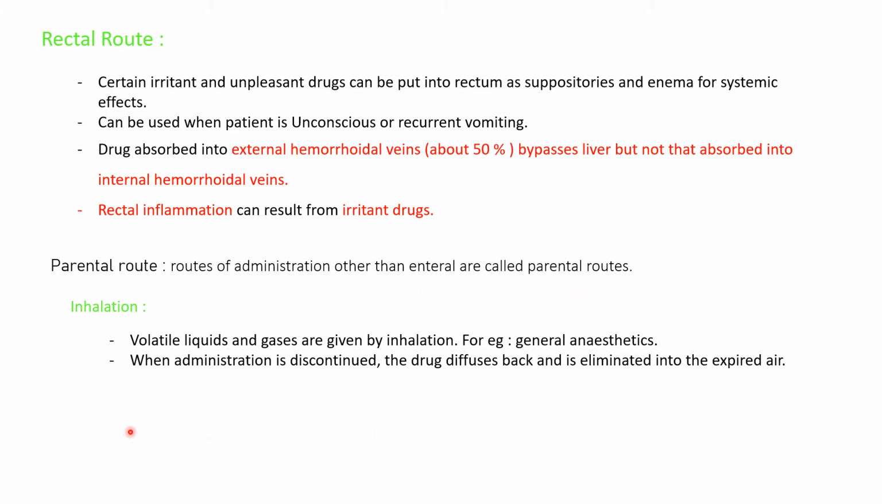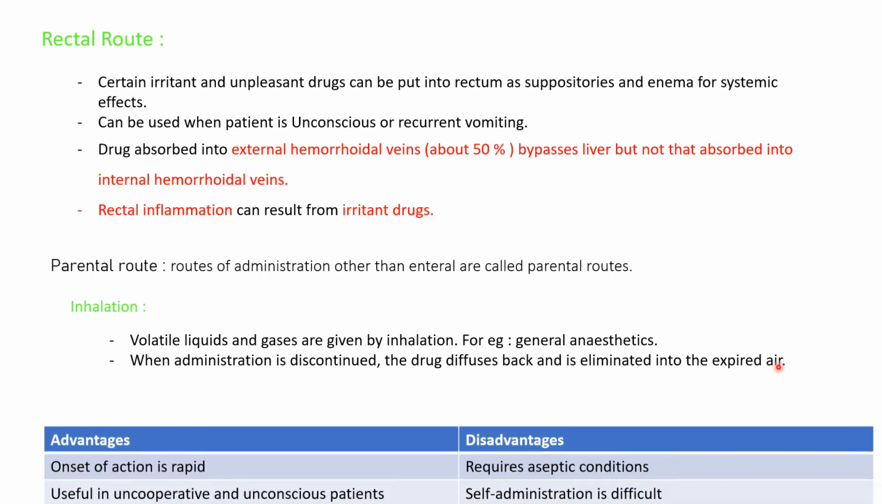Okay, inhalation. First in this category is inhalation. Volatile liquids and gases are given by inhalation, for example general anesthetics. During surgery, the drug is given through the inhalation process. When administration is discontinued, the drug diffuses back and is eliminated into the expired air. This is a disadvantage of the inhalation route.